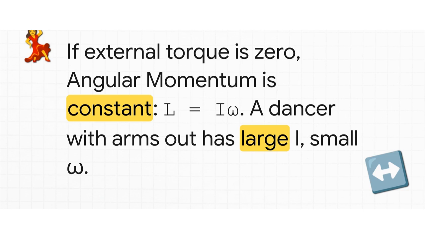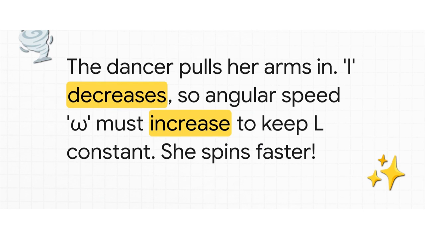Imagine a figure skater spinning with her arms stretched out wide. Her arms are far from her body, so her r is large, which means her moment of inertia, I, is also very large. Okay, now watch the magic happen. As she pulls her arms in, she's bringing all that mass closer to her axis of rotation. So what happens to her moment of inertia, I? It goes way down. But remember, the total angular momentum, L, has to stay the same. So if I gets smaller, what has to get bigger to compensate? You got it, her angular speed, omega. And suddenly she's spinning much faster. It's the same principle a cricket bowler uses to put a wicked spin on the ball.